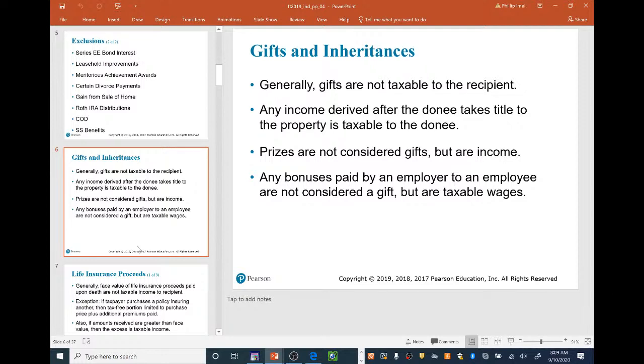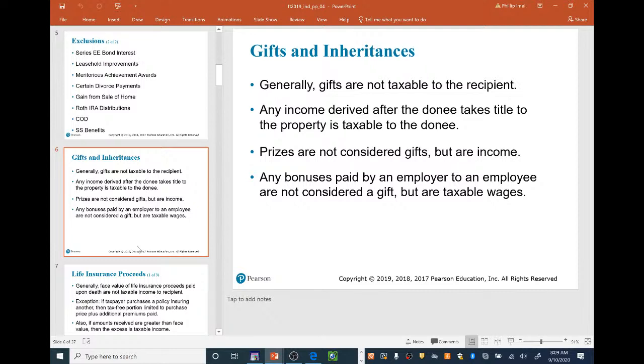Another reason for statutory exclusions would be economic incentive. An example of economic incentive is exclusion of certain scholarships. This encourages education, so economic incentives, trying to push people into education.